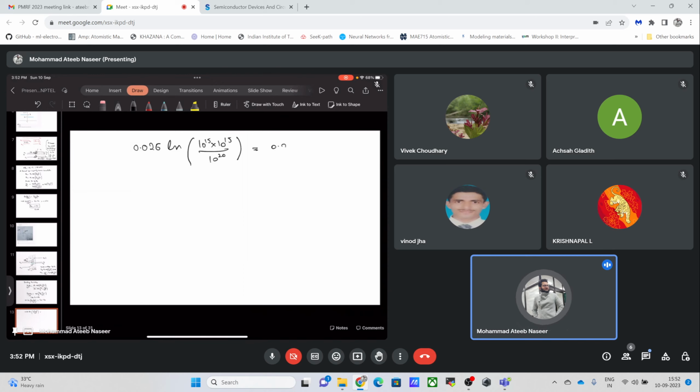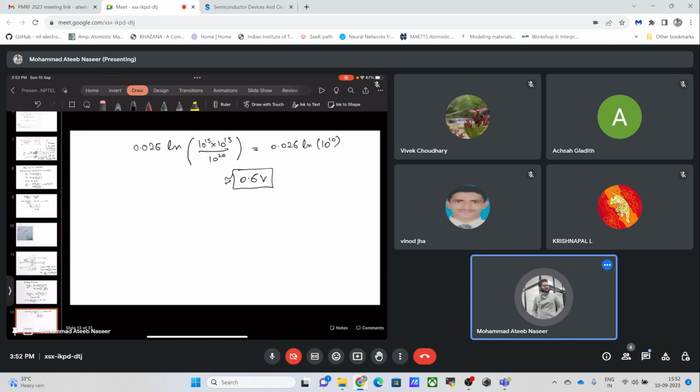Or simply this is equal to 0.026 ln of 10 to the power of 10. So ln of 10 to the power of 10, we need to find it out. ln of 10 to the power of 10 is simply 23.02 into 0.026. It comes out to be approximately equal to 0.6 volts.